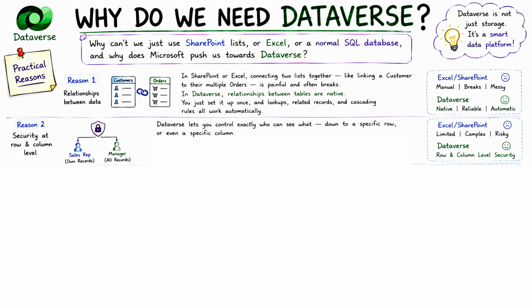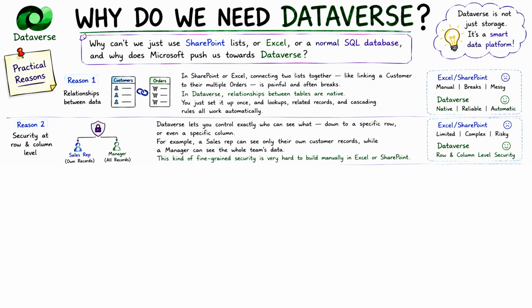Reason 2, security at row and column level. Dataverse lets you control exactly who can see what, down to a specific row or even a specific column. For example, a sales representative can see only their own customer records, while a manager can see the whole team's data. This kind of fine-grained security is very hard to build manually in Excel or SharePoint.